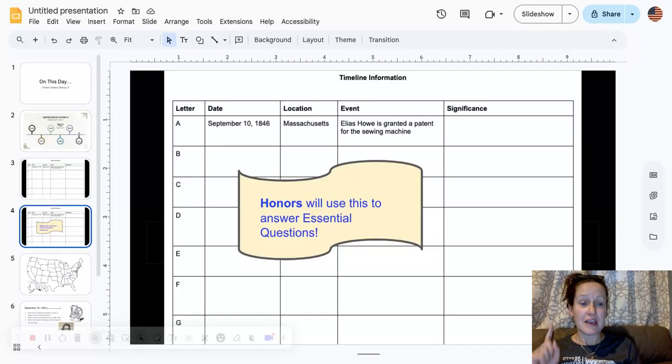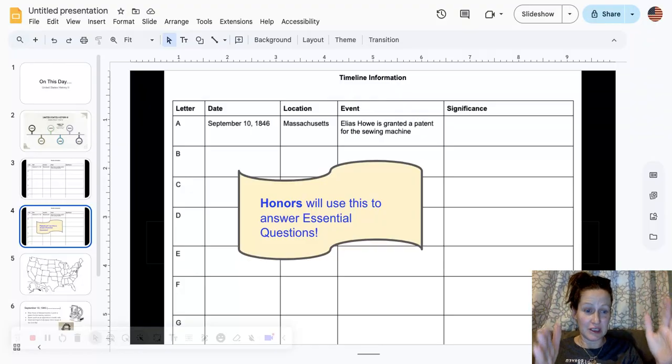Little heads up, if you're in an honors class, you're going to take everything you put in the significance column, and eventually use it to answer the essential questions that we've been doing from our Cornell notes. So keep that in mind. That might help you look back at the essential questions, which may help you think, how is this significant? Non-honors classes, you can still look at that if you're having trouble figuring out why it's significant.